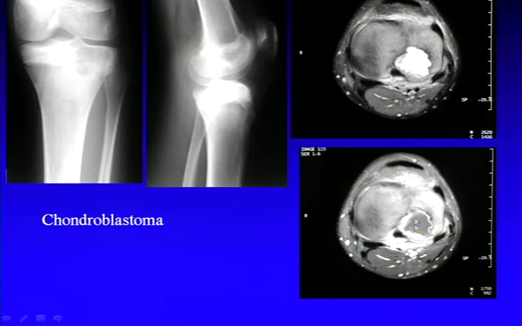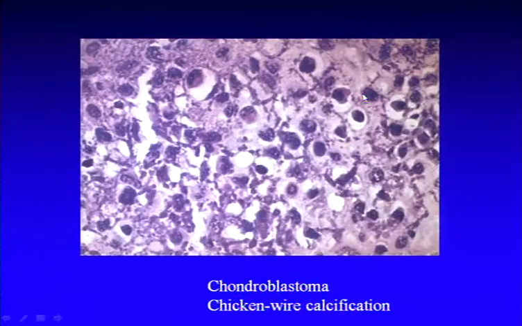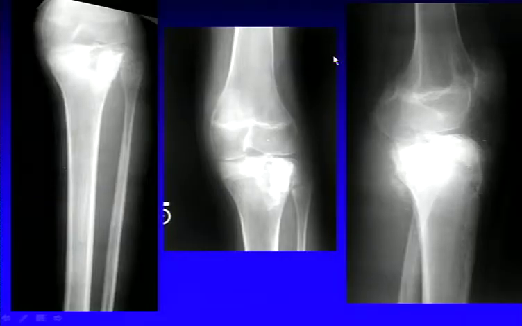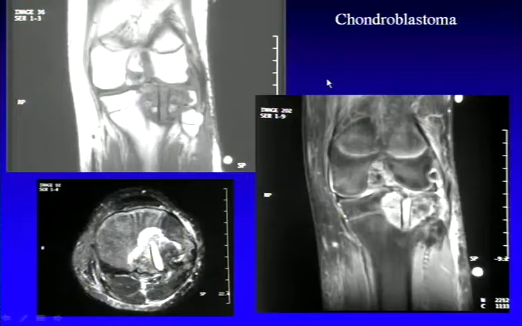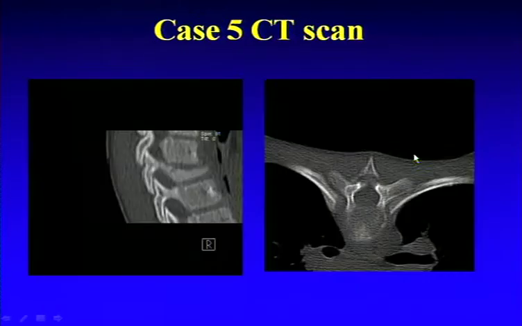Now here's a chondroblastoma. This looks a little different. Lots of inflammation. There's usually at least a thin sclerotic rim, and under high power you'll see these chondroblasts and chicken wire calcification. Here's the chicken wire calcification surrounding those chondroblasts. And this was treated with a 4-step curettage, high-speed burring, cautery, and phenolization with a structural tricortical autograft and bone graft, and that patient did well. And here's a spine lesion. Is this discitis? No, there's collapse of the vertebral body.